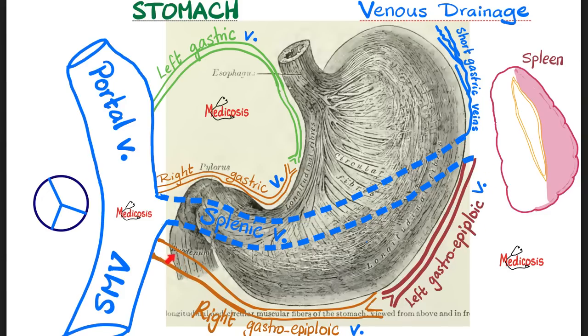Next, right gastroepiploic vein. Say goodbye to the gastroduodenal and instead say hi to the superior mesenteric vein. As for the splenic vein, it's one of the tributaries of the portal vein. Splenic vein unites with the superior mesenteric vein to give us the portal vein. Short gastric veins, same story, they drain into the splenic vein.